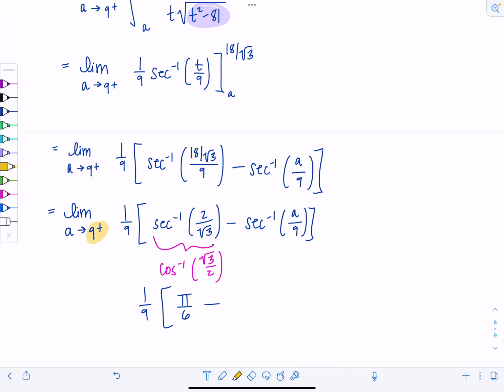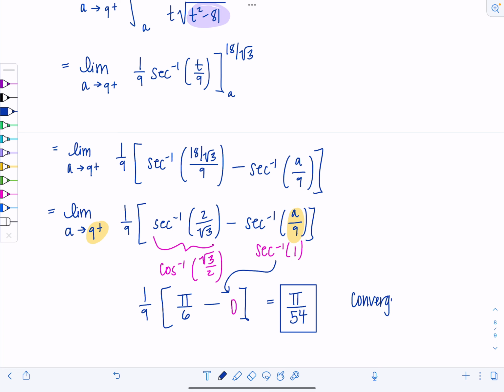and then we have secant inverse of a over 9, and a is approaching 9 from the right. So we've got 9 over 9, that's basically approaching 1, so secant inverse of 1. So you could think of it the same thing as when is cosine equal to 1? That's at 0. 0 radians, cosine equals 1. Boop. And so we're left with pi over 54, which is finite. So therefore we could say that the integral is convergent, or it converges, whatever.